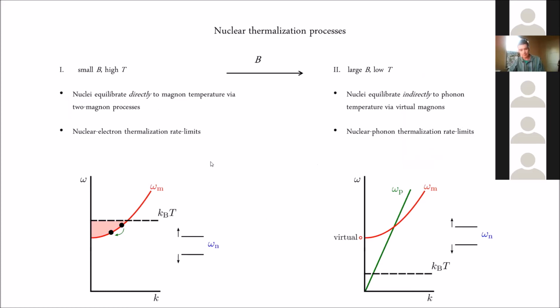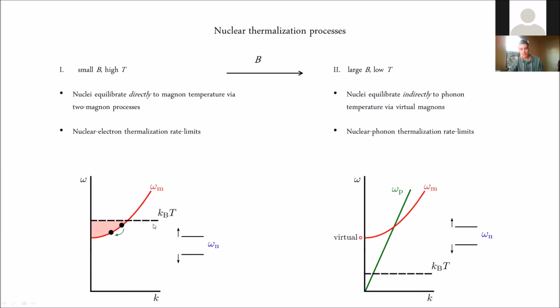So in a nutshell, at small magnetic fields and high temperatures, the electronic magnons are thermally populated, and direct two-magnon processes can thermalize the nuclear spins, and the magnons then couple to the phonons through spin-orbit coupling. So that provides a direct, very fast thermalization of the nuclear spins. So at low fields, the nuclear-electron thermalization is what limits the rate of spin transfer.